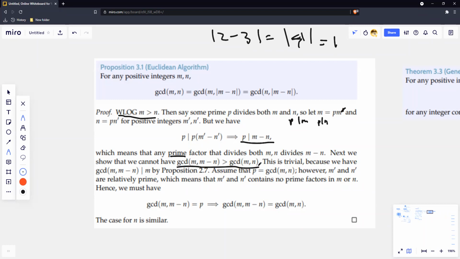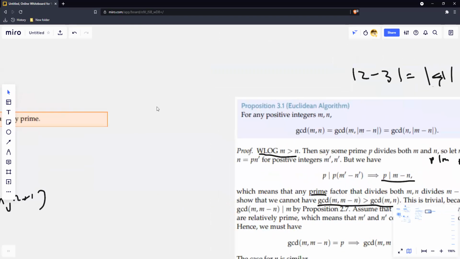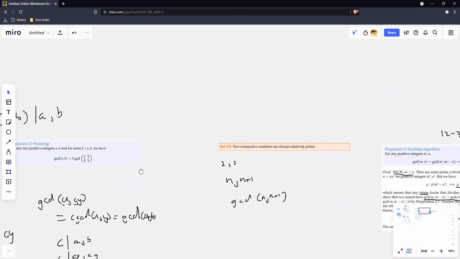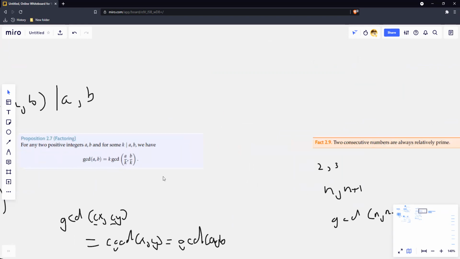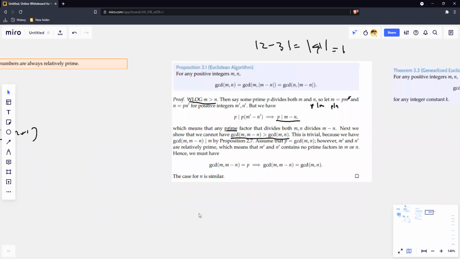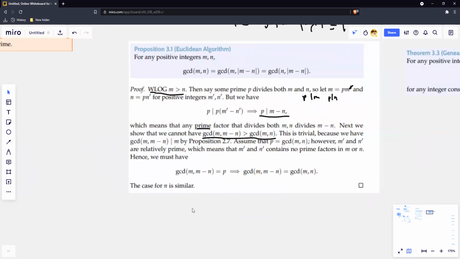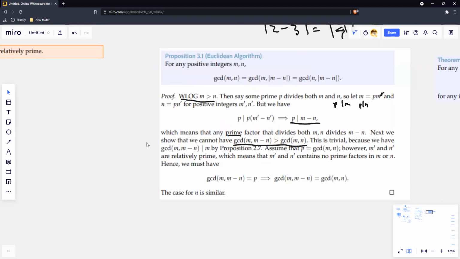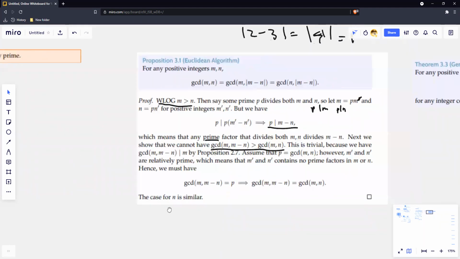GCD(m, m - n) greater than GCD(m, n). This is actually pretty easy because we know GCD(m, m - n) by Proposition 2.7. It's basically this. We can't have this because GCD(m, m - n) is a factor of m, by the definition of the greatest common divisor, basically.